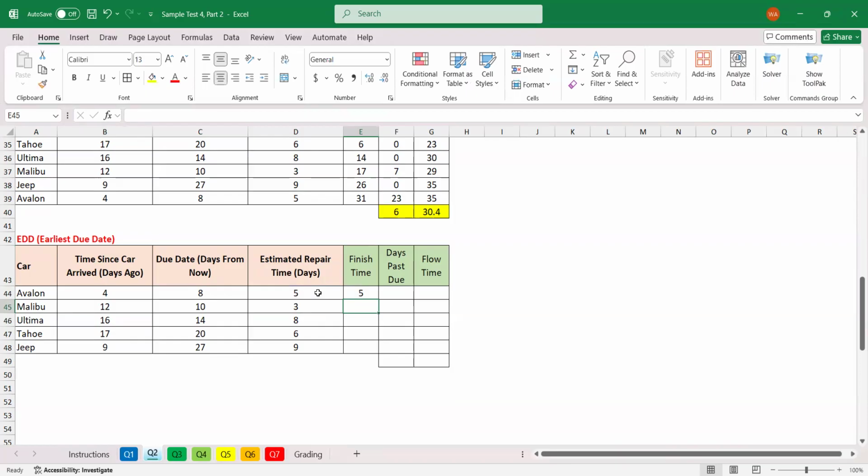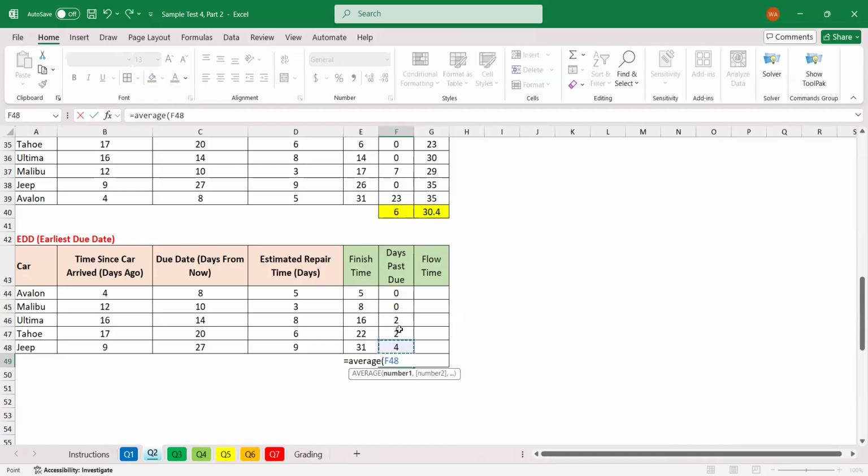Takes 5 days to finish on the Avalon. After we're done with the Avalon, 5 days from now, we will repair the Malibu. It's going to take 3 days to repair the Malibu. And then after we're done with the Malibu, we move on to the Altima and drag it all the way down. Okay. Our days past due here is going to be finish time minus due date. Drag that down. And any negatives, always remember to change those to zeros. Okay. And then down here, get your average. And you're done with that.